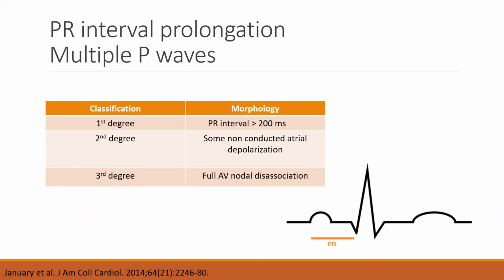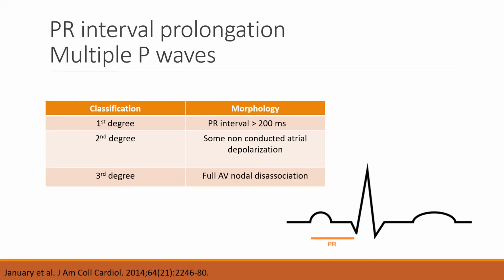Now let's talk about what it means to have a long PR interval or have multiple P waves, aka atrial depolarizations, without ventricular depolarization or QRS after it. We classify these as heart blocks. A first-degree heart block is when you have a long PR interval, greater than 200 milliseconds, meaning that your atria depolarize and for some reason your ventricles are taking a while to begin depolarizing after that.